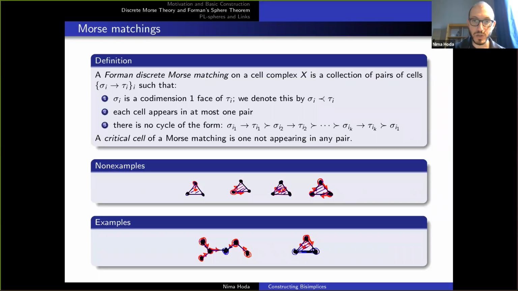You go to the top dimension where you see non-critical cells, and because of this no cycle condition, you can define a partial order on those top two dimensions. Using this no cycle condition, you can always find an initial cell, and then it turns out you can perform an elementary collapse on that initial cell.